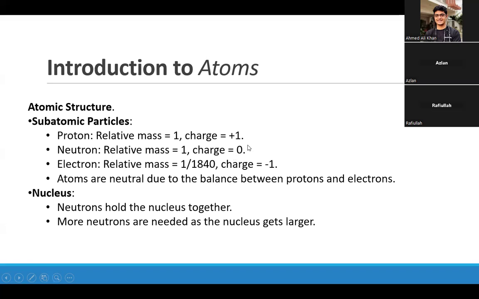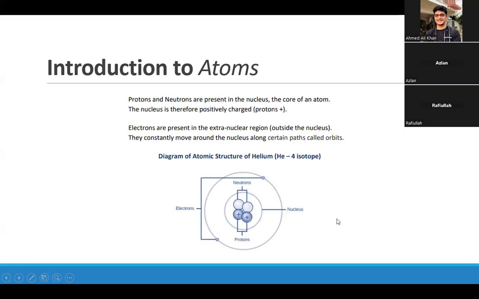For example, if you consider carbon, which has an atomic number of 6, that means it has 6 protons, and it will have 6 electrons as well. So the charges cancel each other out, and the carbon atom overall is neutral, right? In the nucleus, there are neutrons and protons, and neutrons are responsible for holding the nucleus together. So this is the structure of an atom, pretty trivial by now. Okay, by now everyone must have understood.